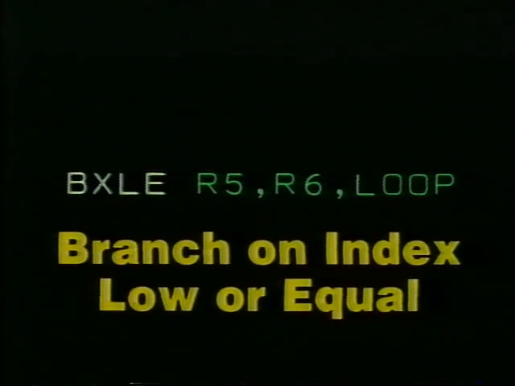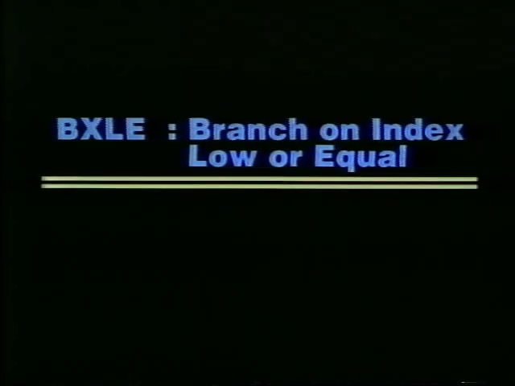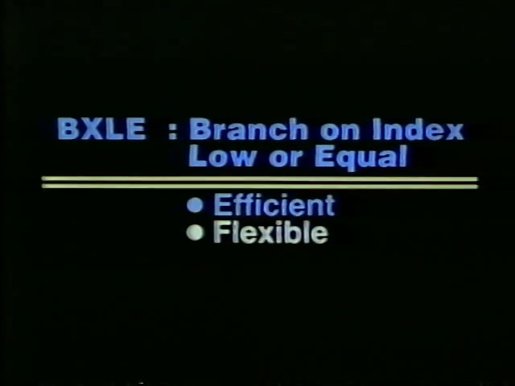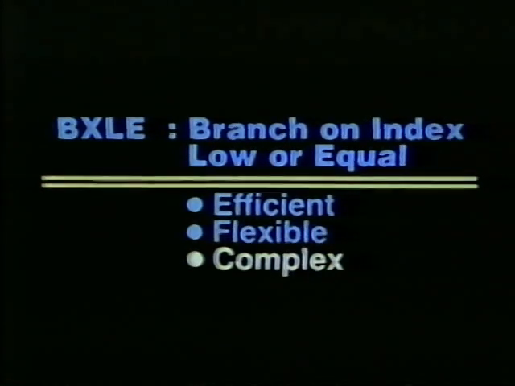The next looping instruction we want to look at is branch on index low or equal. Branch on index low or equal can make your code even more efficient than branch on count, and it's more flexible. However, there's a trade-off. It's more complex to understand and use. Here's the format of the branch on index low or equal instruction.